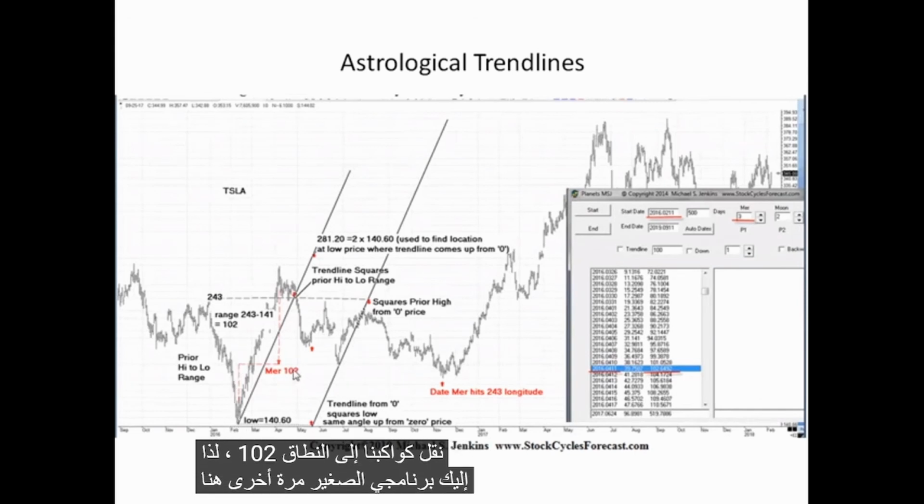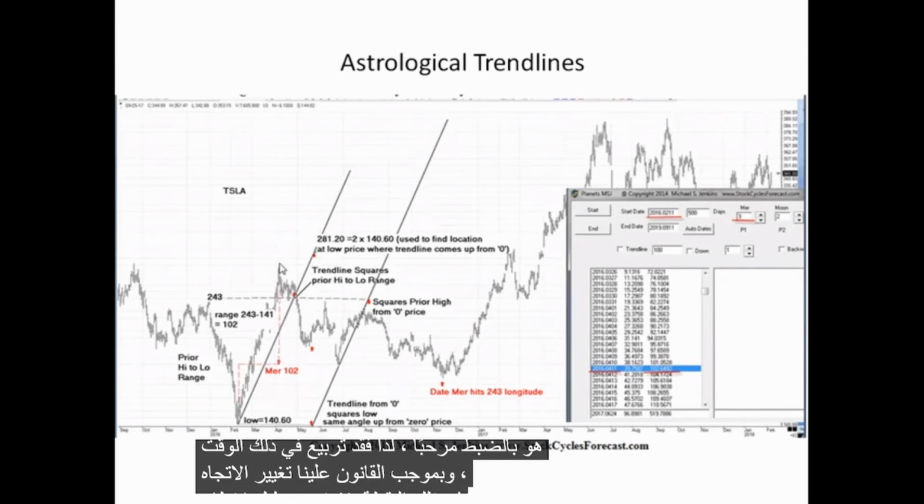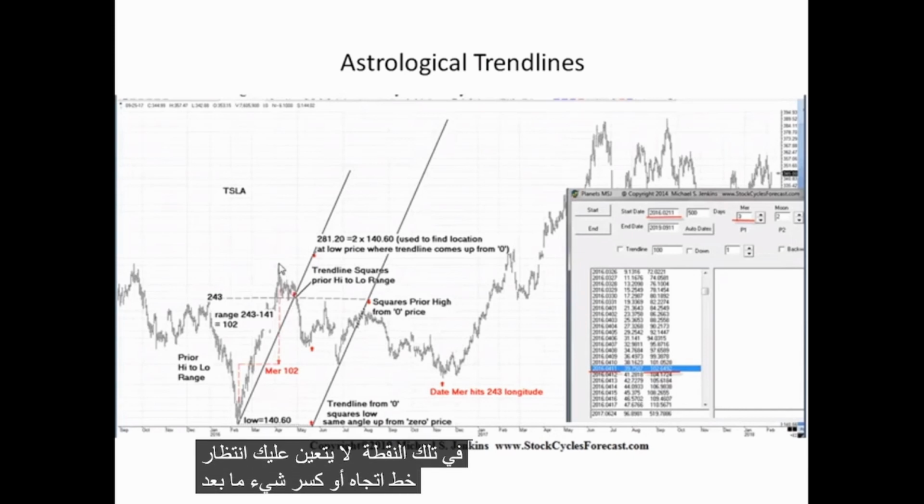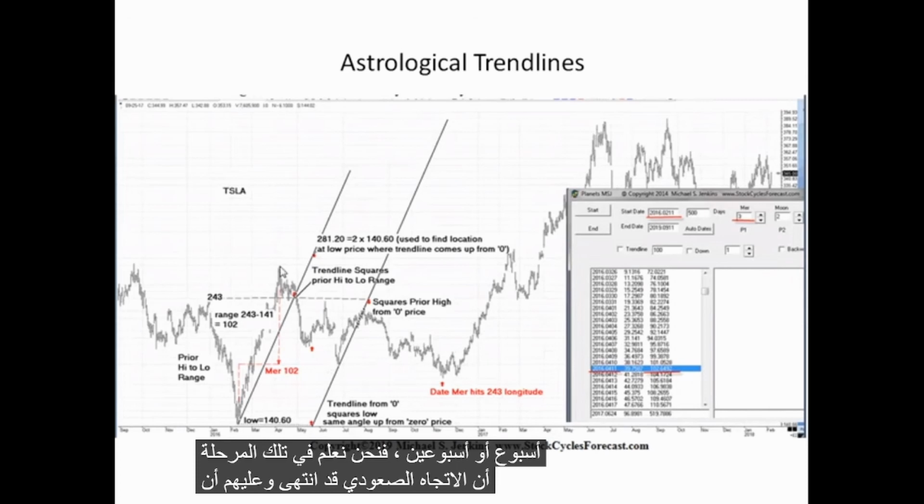So here's my little program again over here, and I punched in planet Mercury, and starting with the origin date, I take the distance it's moved, and it's moved 102 degrees right on to this date. And note that this date is the exact high. So it has squared out then, and by law, we have to change direction at that point. We don't have to wait for a trend line or something to break a week or two later. We know at that point the uptrend is over, and they have to be going down.